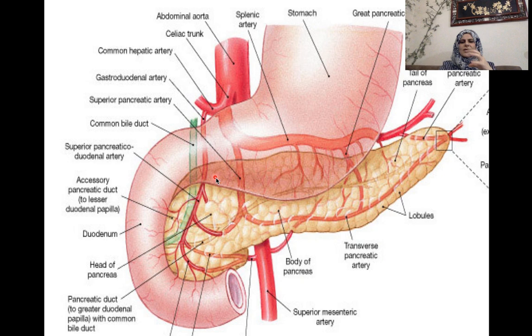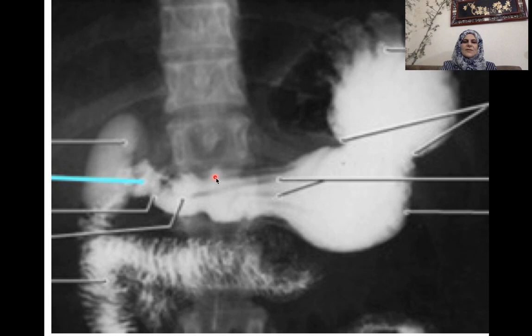The venous drainage is also similar to it, and ultimately it will be drained into the portal vein and into the superior mesenteric vein.